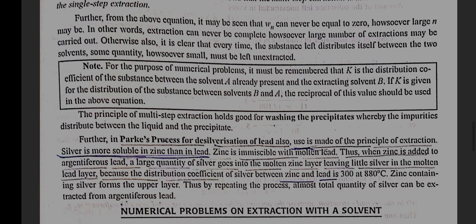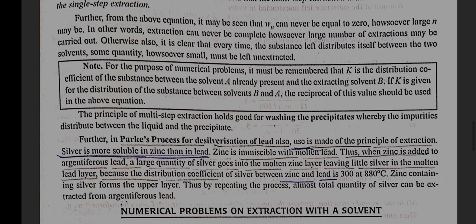Further, from the above equation, it may be seen that Wn can never be equal to 0, howsoever large n may be. In other words, extractions can never be complete, howsoever large a number of extractions may be carried out. Otherwise also it is clear that every time the substance left distributes itself between the two solvents, some quantity, howsoever small, must be left unextracted.